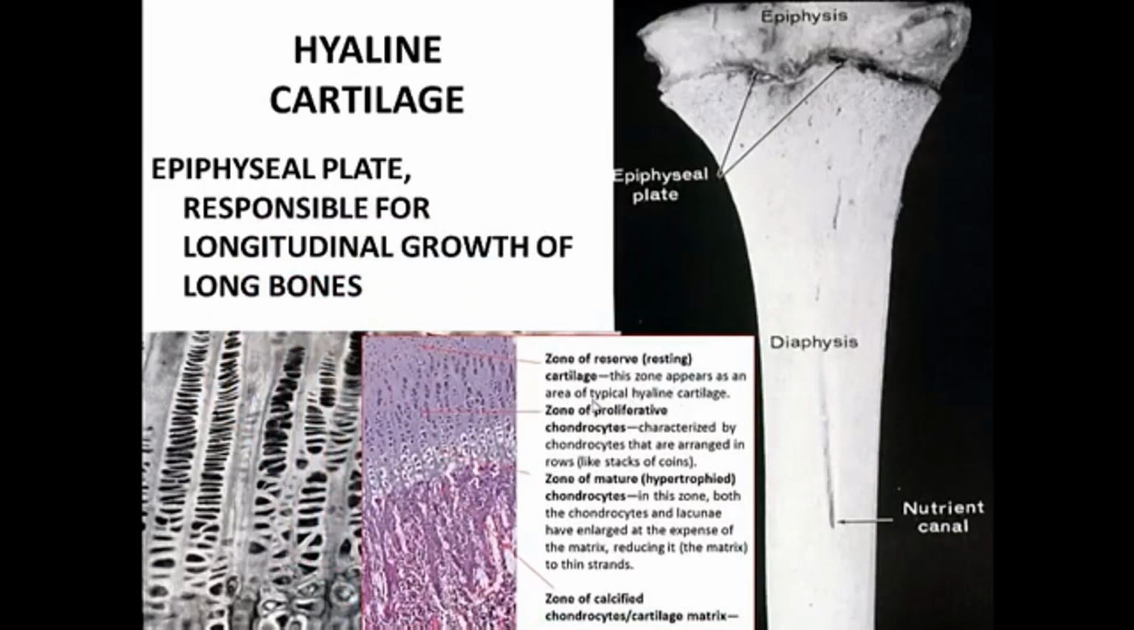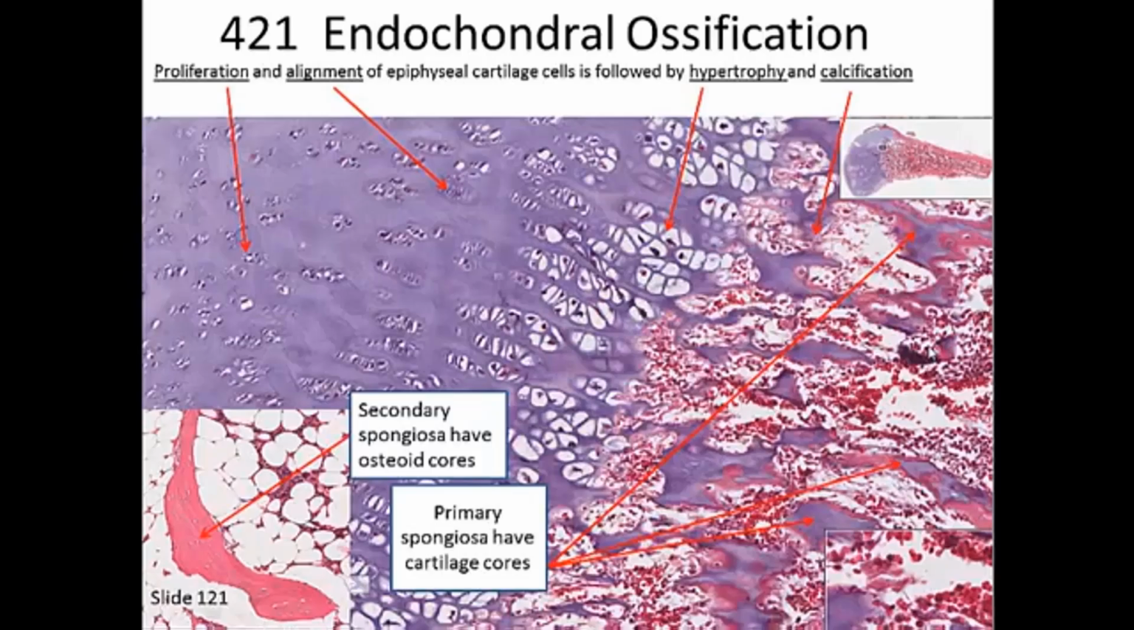And so here you can see the different zones of the cartilage: the reserve, proliferation, hypertrophy, and calcification. See those again and again. Here we see primary spongiosa. The primary spongiosa has cartilage in its core. The secondary spongiosa has osteoid in its core, that we can see right there. So in all these different regions, you have proliferation by interstitial growth of cartilage.